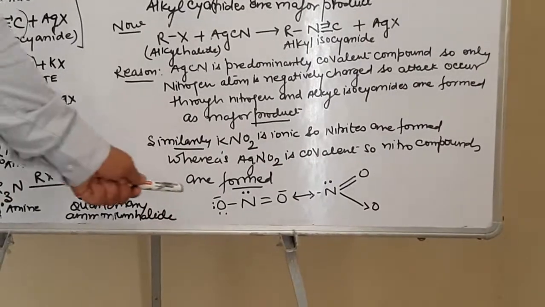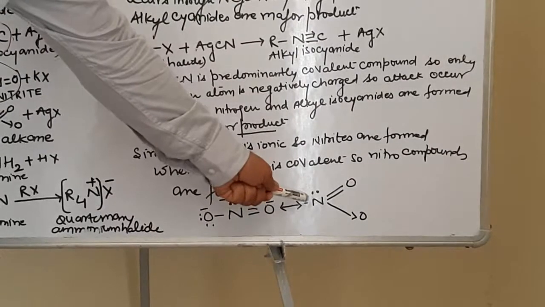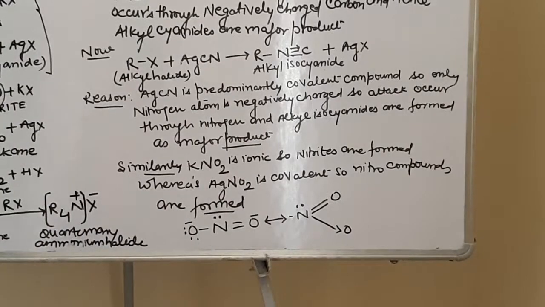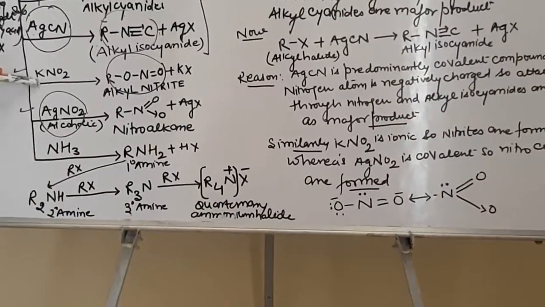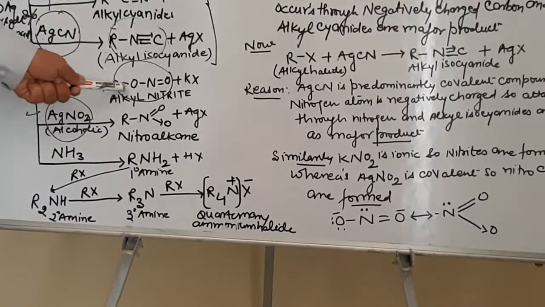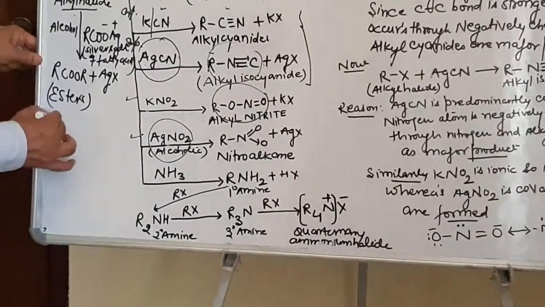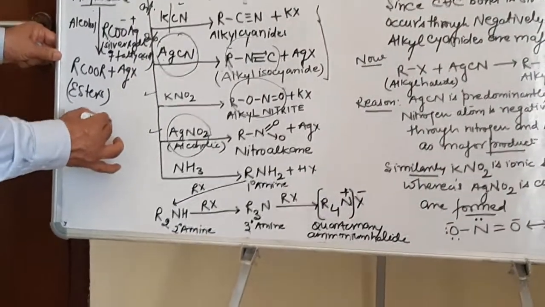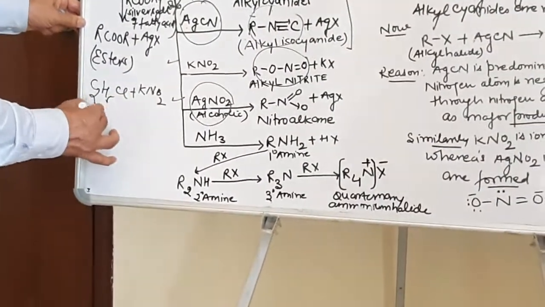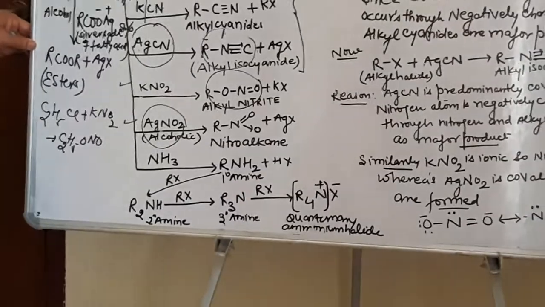The nitrite may attack through O, or it may attack through N. But in the nitro compound, the attack occurs through N, because it is predominantly a covalent compound. So what will be the product formed when alkyl halide reacts with KNO2? Alkyl nitrite, that will be R-O-N=O. For example, if we take ethyl chloride and make it react with potassium nitrite, what will be the product formed? It will be C2H5ONO, that is ethyl nitrite.